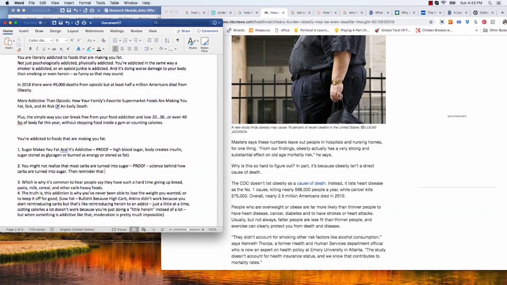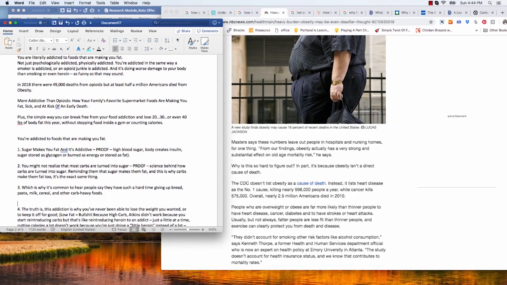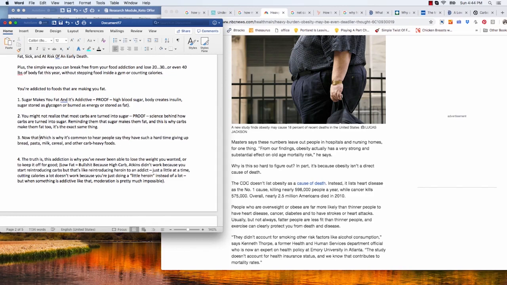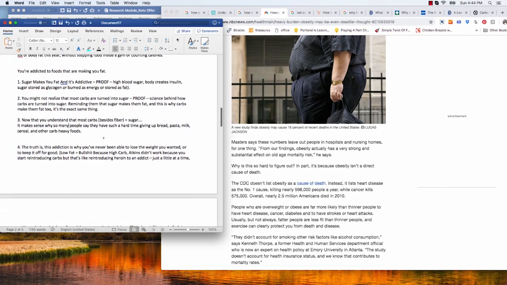And reminder, reminding them that sugar makes them fat. This is why carbs make them fat too. It's the exact same thing. So now you understand that most carbs besides fiber equals sugar. It makes sense why so many people say they have such a hard time giving up bread, pasta. Let's put dairy, carb-heavy foods, and find more examples.